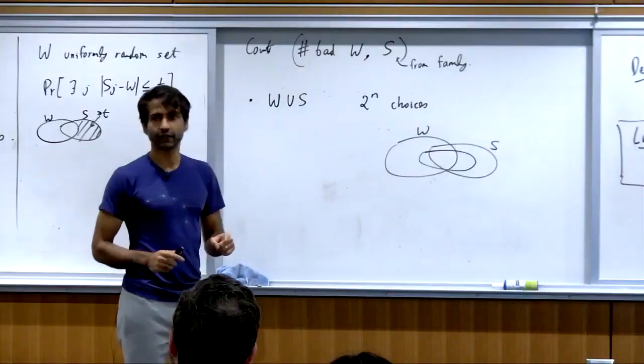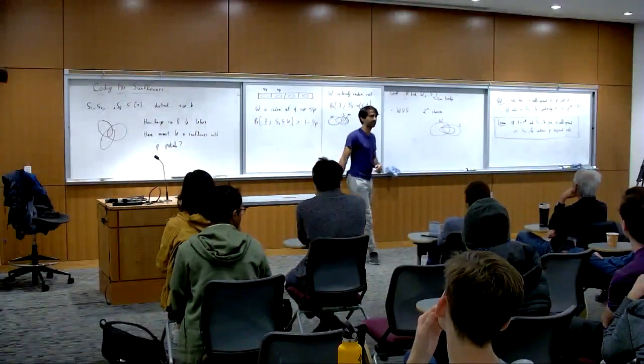I'm confused about W union S. What exactly does S is it a union also with the families? No, S is a single set from S1 through SL. But then I have fewer than 2 to the n choices.